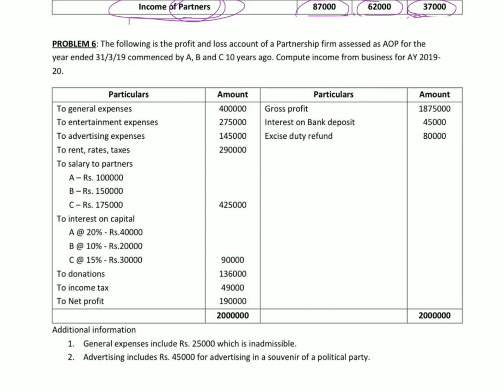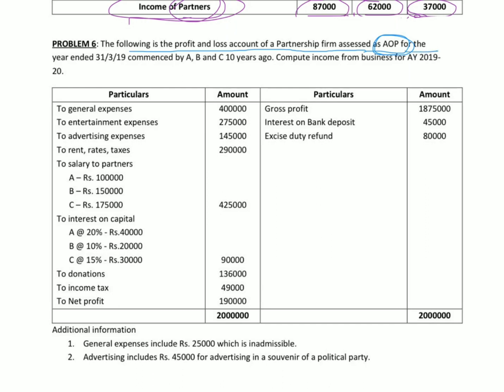Okay, let's look into the next problem. The following is the profit and loss account of a partnership firm assessed as AOP. Now who is an AOP? If persons or a company are engaged in business and it is not known what type of business they are doing, then this kind of firm is called a partnership firm of an association of persons. They are assessed as an association of persons under section 185.